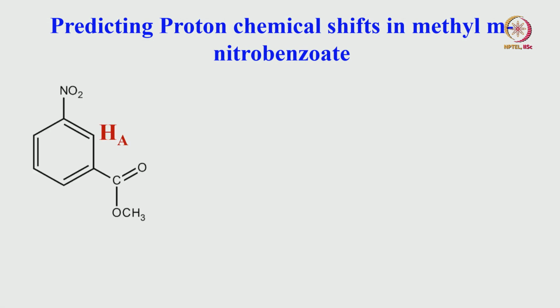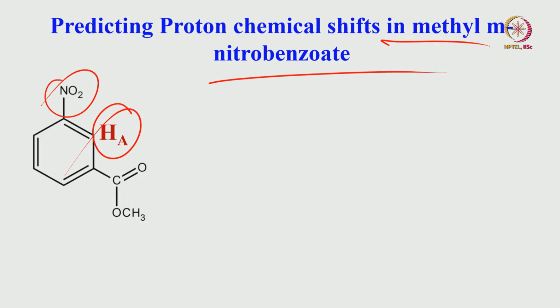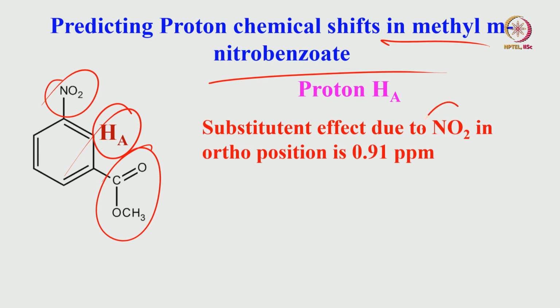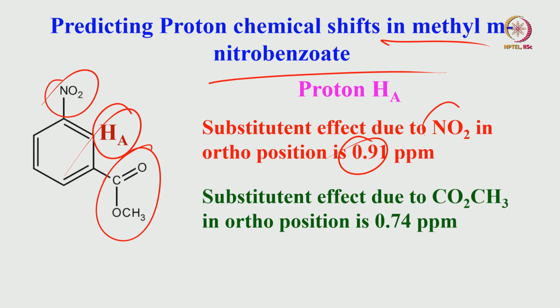I will take this one. This is a real molecule. We have to analyze the spectrum of this. This is methyl meta-nitrobenzoate. I look at proton HA. Remember, this has one NO2 group in the ortho position, one C double bond O OCH3 group in the other ortho position. So take the base value 7.28, and NO2, I know it is already 0.91 in the previous example we took for the ortho position, and for this CO2CH3, if you go to the table which I showed you, this is 0.74.